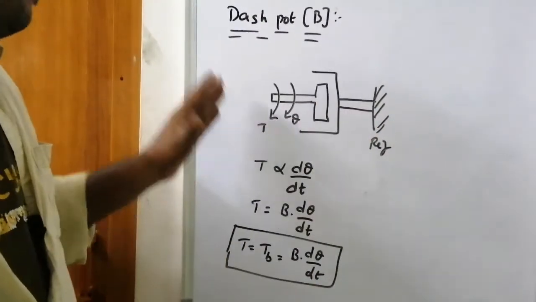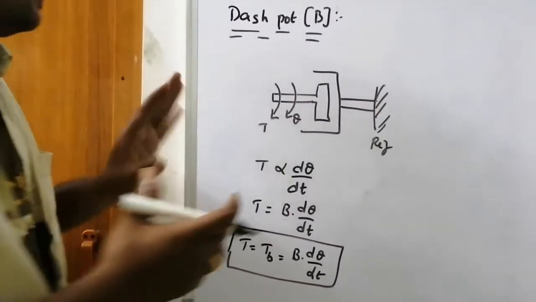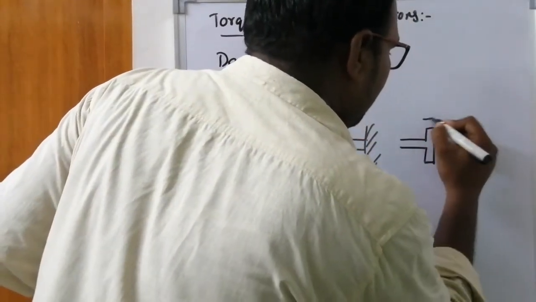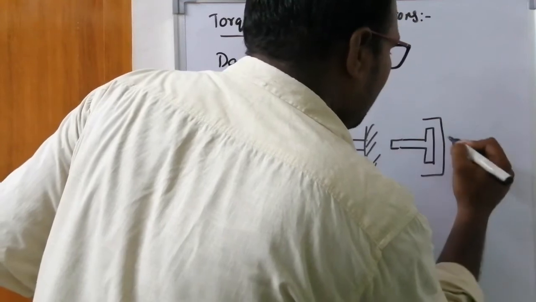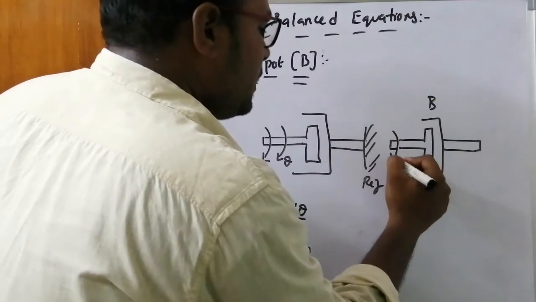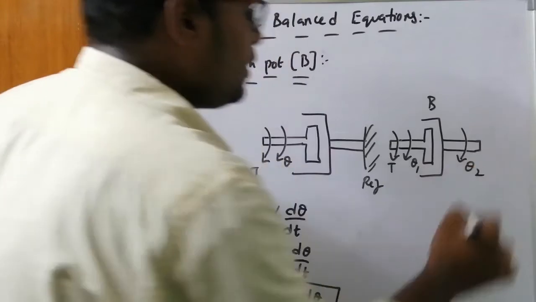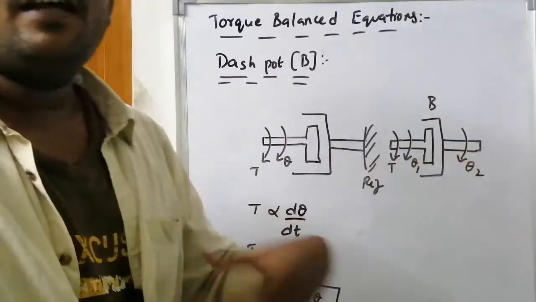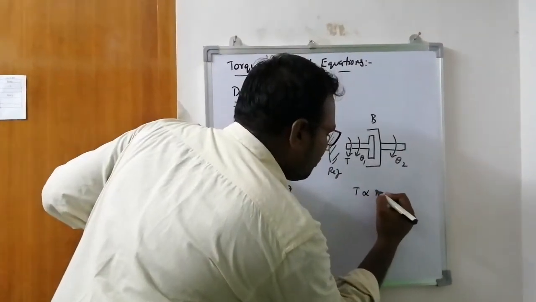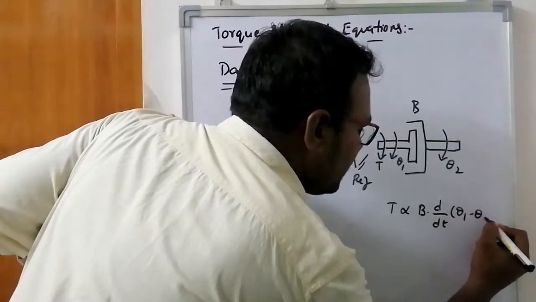This is the expression when one end is fixed to the reference, meaning we only have angular displacement at one end. What happens when there is angular displacement at both ends? Let us see. Then the structure is like this. When both ends are free, this is the torque, this is the displacement theta 1, and this is the displacement theta 2.